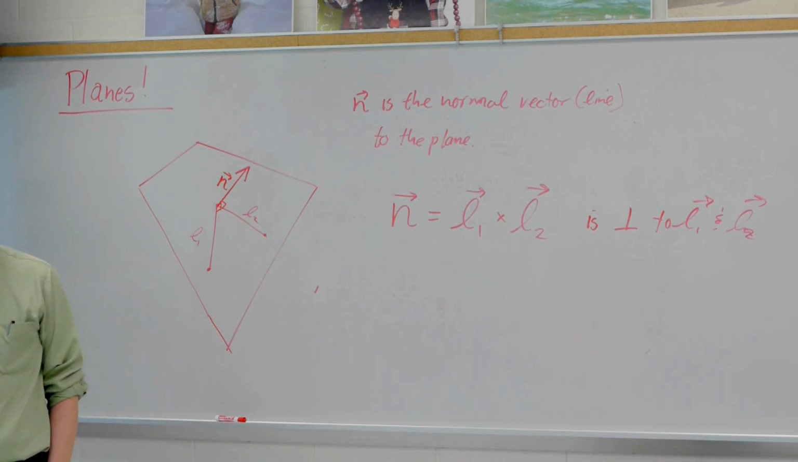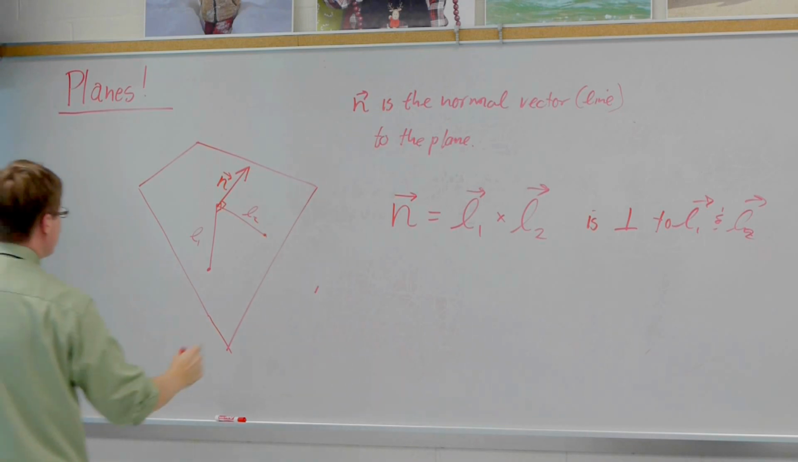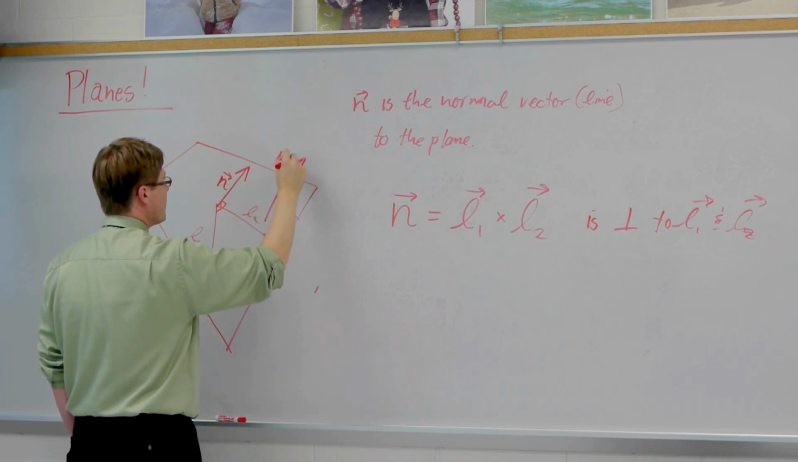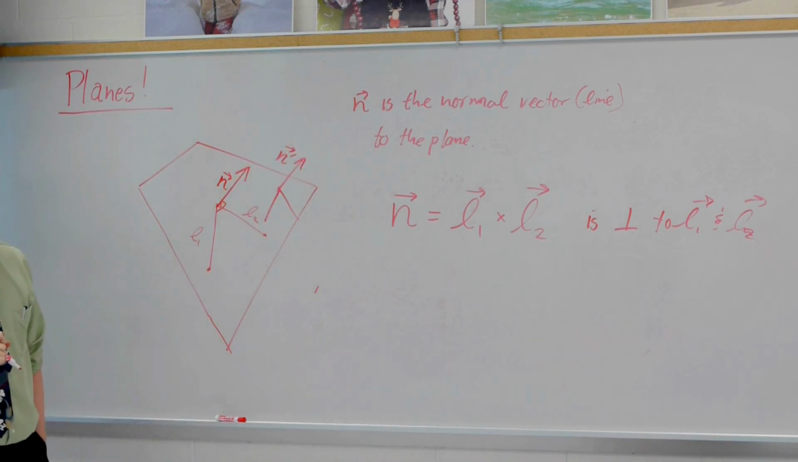Now, does n, the normal vector, depend on which 2 lines I pick? Will it vary from line to line? Like line 1 from line 2, or any line? It shouldn't change. It will never change. Never a different n.